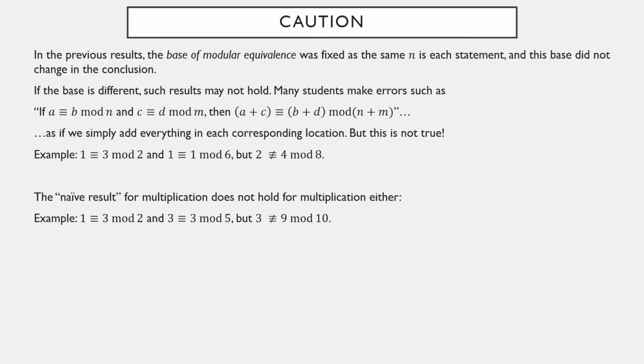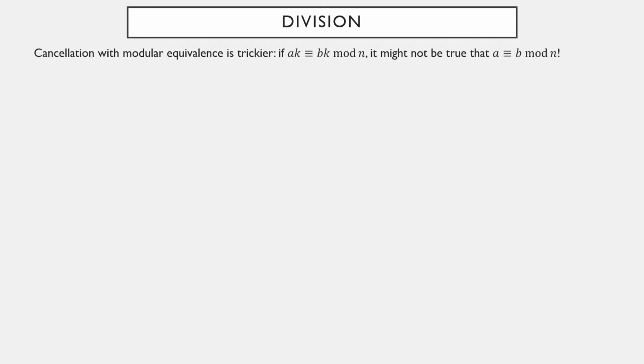So we've talked about multiplication of modular equivalences, and we've talked about addition of modular equivalences. I would remark that means we can do subtraction. If you multiply by −1 and then add, that's the same thing as subtracting. But what about cancellation? Cancellation, unfortunately, is trickier. If a times k is equivalent to b times k mod n, you might not be able to simply cancel the k from both sides and immediately conclude a is equivalent to b mod n.